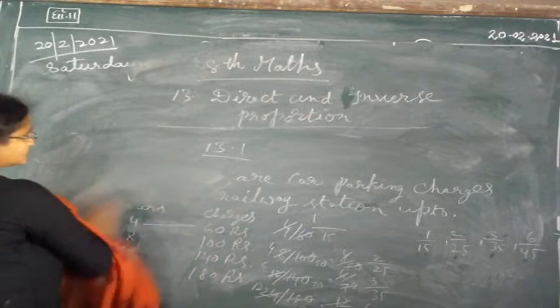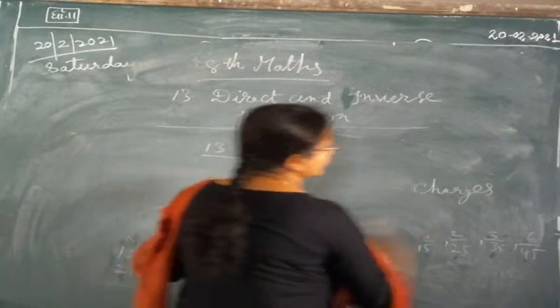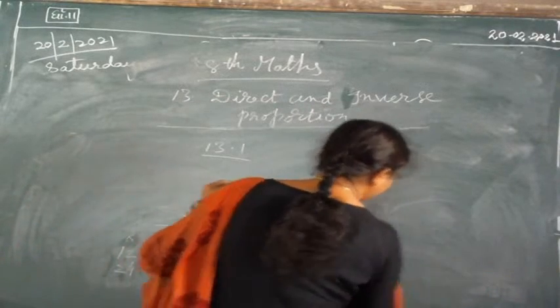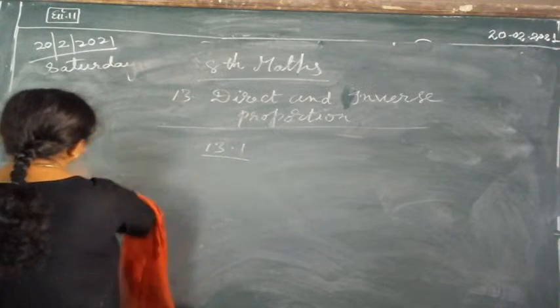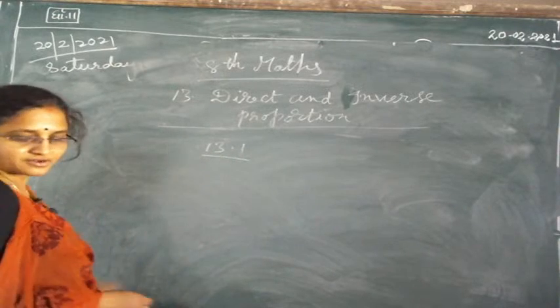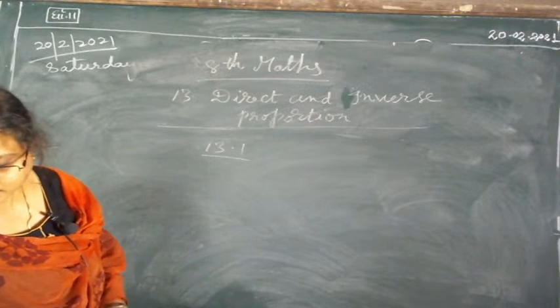Understand? So question number 1, the answer is no. If the hours are increasing, the money should also increase. The gap between the hours should also be equal everywhere. So it is not in direct proportion.